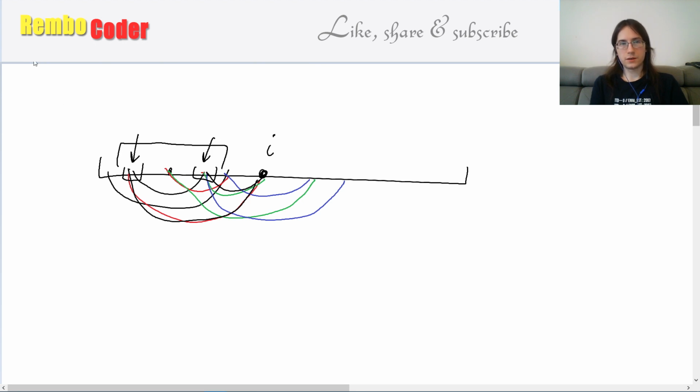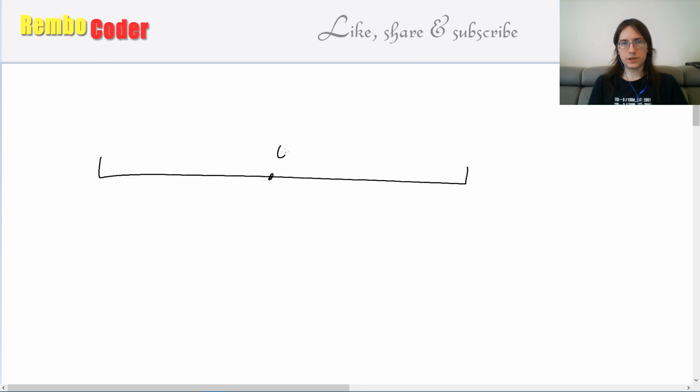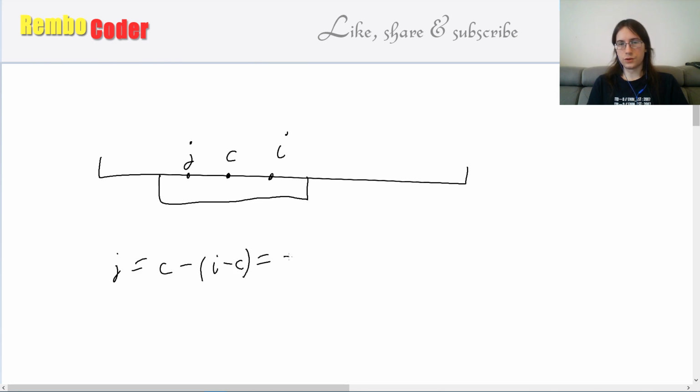Let's express this subsegment explicitly. So suppose I fixed a position i. For which position j do I need to compare A of j to A of i? Let's say that c is the center of this subarray, where i and j are the mirrored pair. It means that j is equal to c minus (i minus c). So j is equal to 2c minus i.